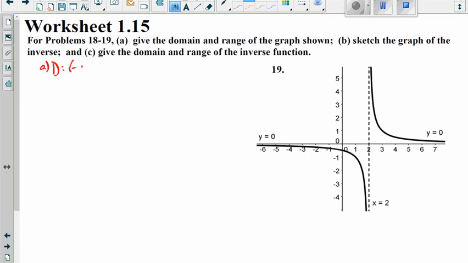The domain is negative infinity up to 2. That's our first place we skip going across. And from 2 up to infinity. And then the range, negative infinity up to 0. We skip over the horizontal, and then 0 up to infinity.